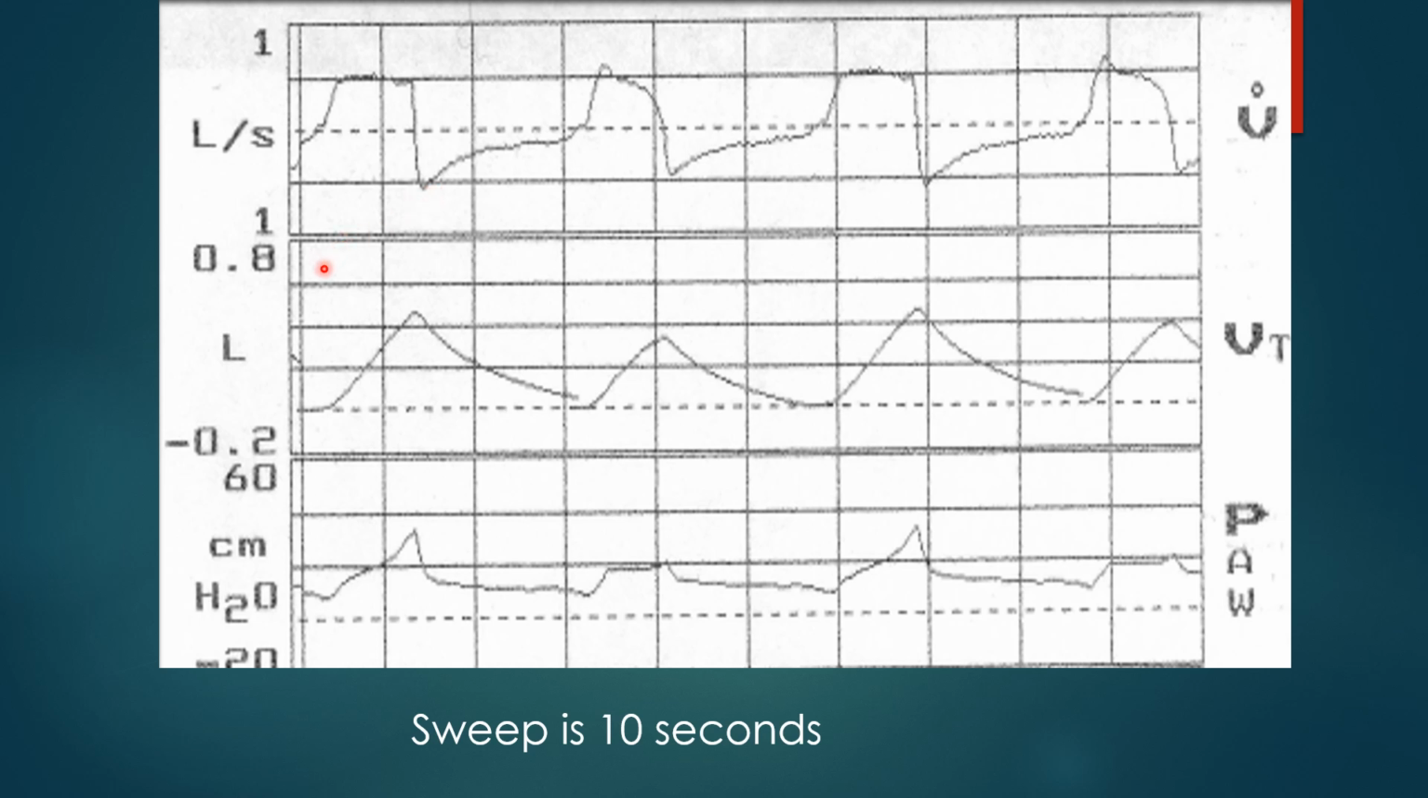On the volume scalar, we see it is displayed in liters. So the dotted line is 0, and here is 0.2, 0.4, 0.6, 0.8 liters. It would look the same if it said 200, 400, 600, 800 milliliters. Now the pressure is always going to be displayed in centimeters of water pressure. The sweep on this scalar is 1, 2, 3, 4, 5, 6, 7, 8, 9, 10 seconds.